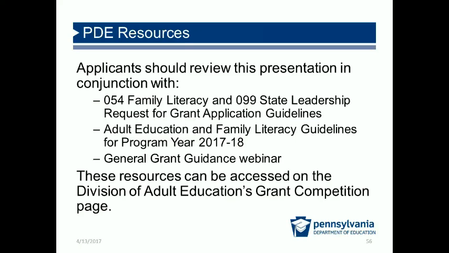Applicants should review this presentation in conjunction with the 099 State Leadership and 054 Family Literacy Requests for Grant Application Guidelines, the Adult Education and Family Literacy Guidelines for Program Year 2017-18, and the General Grant Guidance Webinar recording, which covers the applicant information and budget sections. These are located on the Division of Adult Education's homepage at the Division of Adult Education's Grant Competition page.